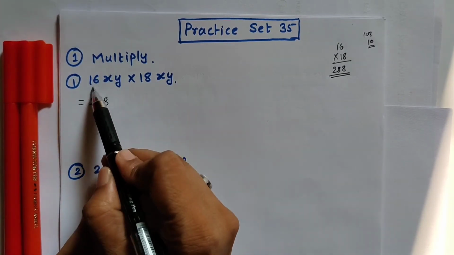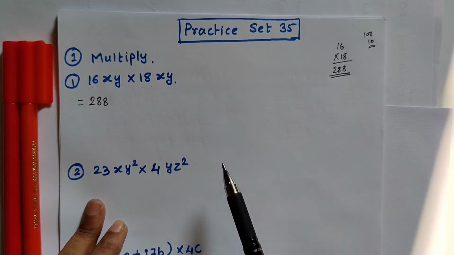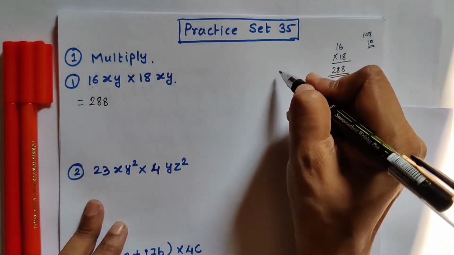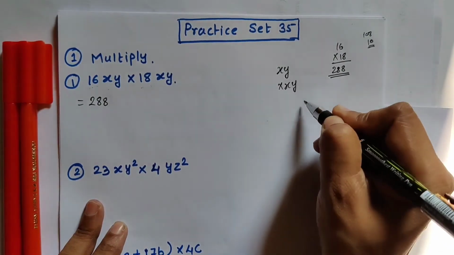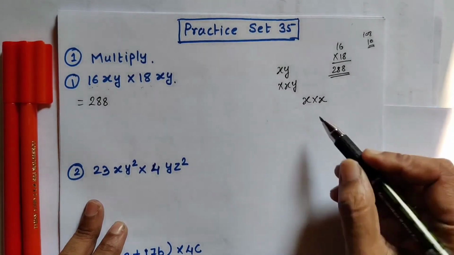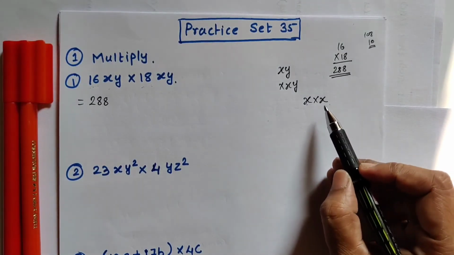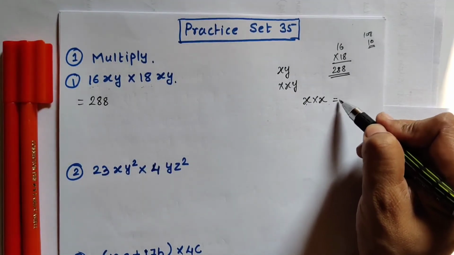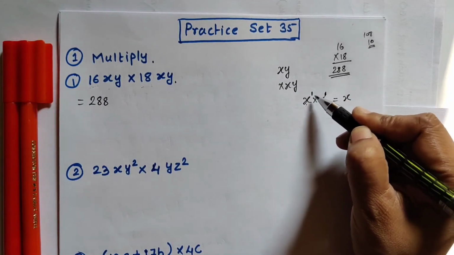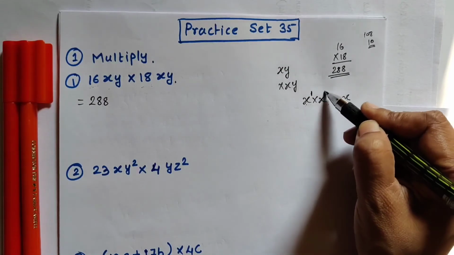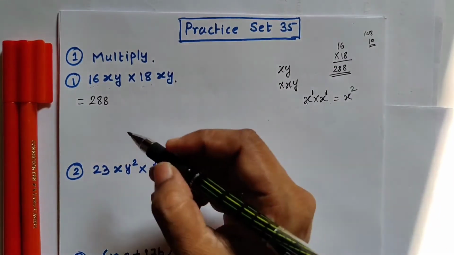So we have multiplied the coefficients first. Now we have to multiply the variables also. That means we have to multiply xy into xy. That means we have to multiply x with x. Multiplication of x with x, we have done it in indices. When we have to multiply two variables, we write the variable one time and we add the indices. Here index is 1, here index is 1, so 1 plus 1 is 2. So x into x is x square.